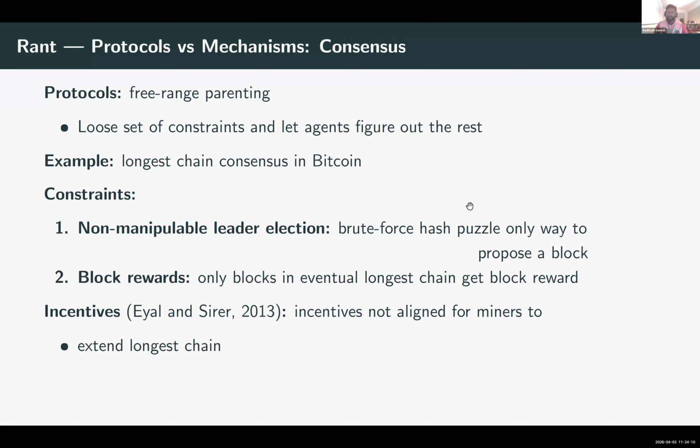there are times when miners would want to try to fork a chain and not always extend the longest chain, and delay broadcast of their mined block even after they mine them.